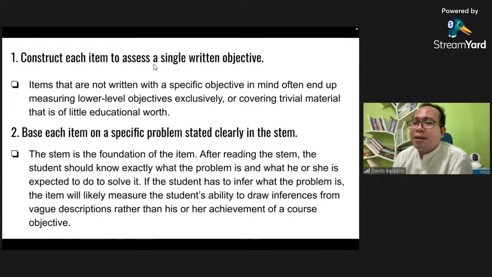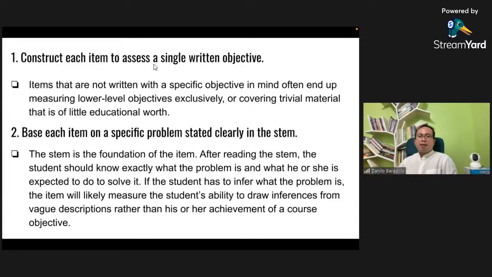I think it would help a lot for a teacher to specifically look into or go back to the kind of objectives or outcomes you have placed in your syllabus. Again, as I said a while ago, if you have not included that in your table of specification, the objectives, then you have to go back to your syllabus.